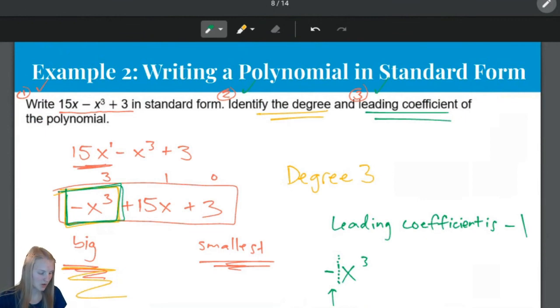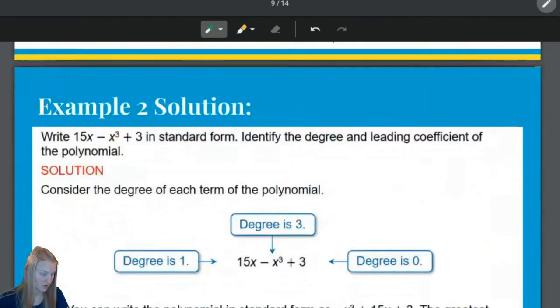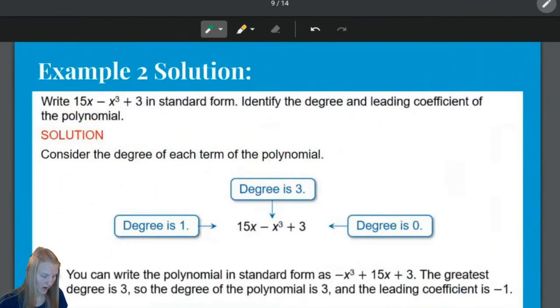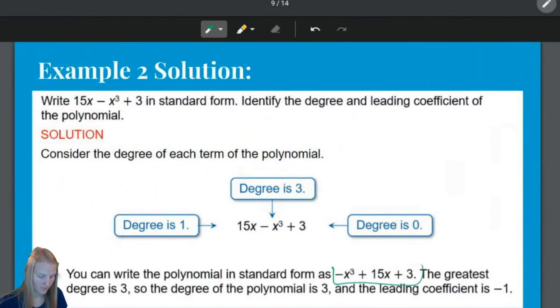We're going to do another one after we check our answer. Write the polynomial in standard form. The degree is 3. Oh yeah, so when they say degree is 3, they're talking about each of these terms. So the greatest degree is 3, so the degree of the polynomial is 3, and the leading coefficient is negative 1. So we were right.